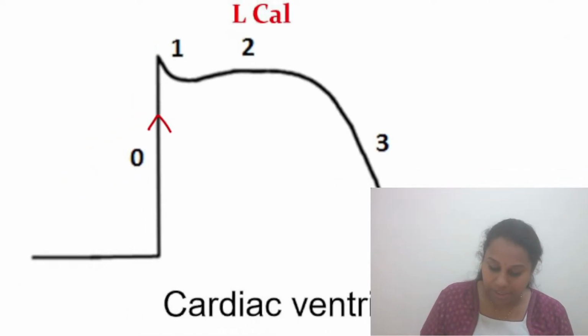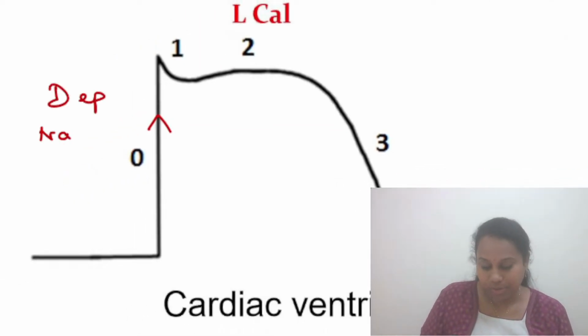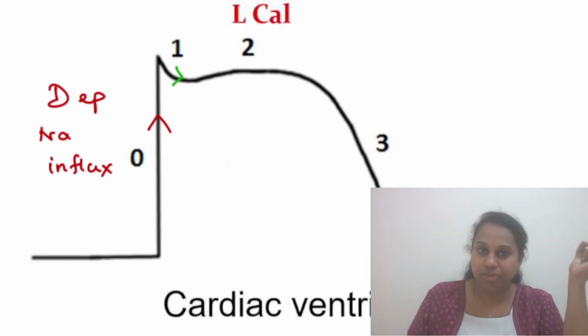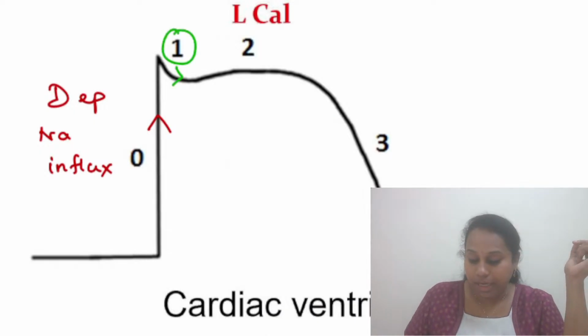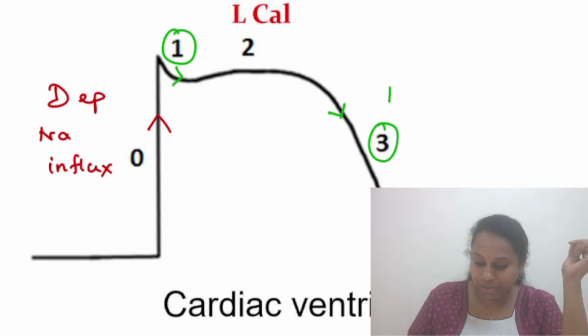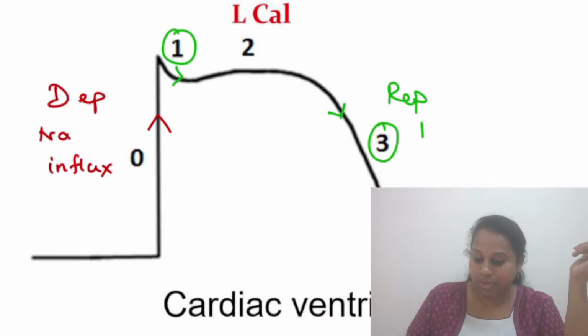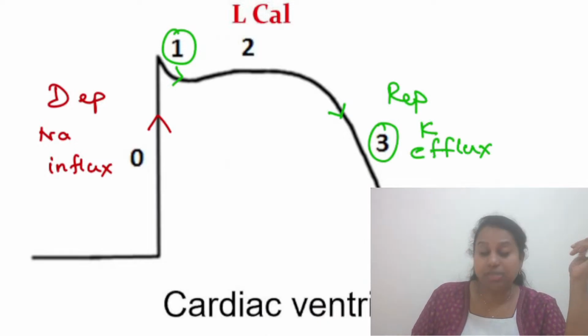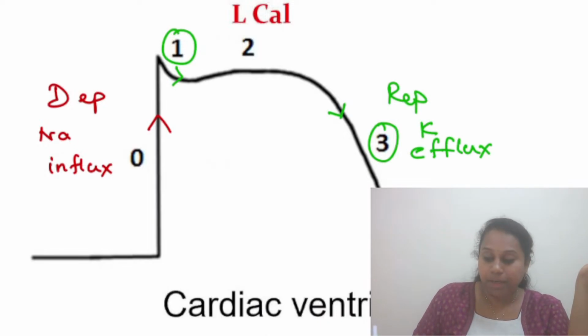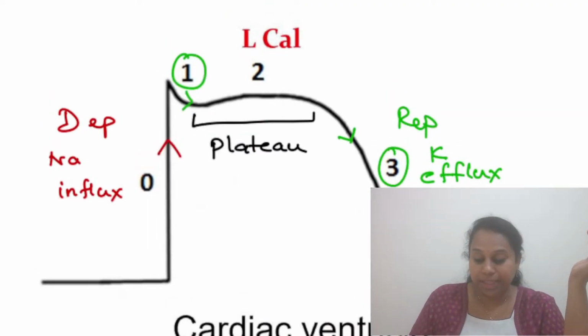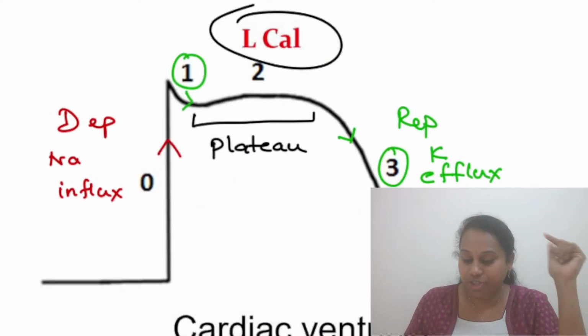There is a depolarization, same as the nerve, due to sodium influx. And there's a repolarization. Initially there's a transient repolarization, phase 1, and in phase 3 there's a complete repolarization. So this is repolarization where potassium moves out. This is called potassium efflux. This is also the same as the nerve, but in between these two phases there is a plateau phase, a flat phase, and this is due to opening of L-type calcium channels.